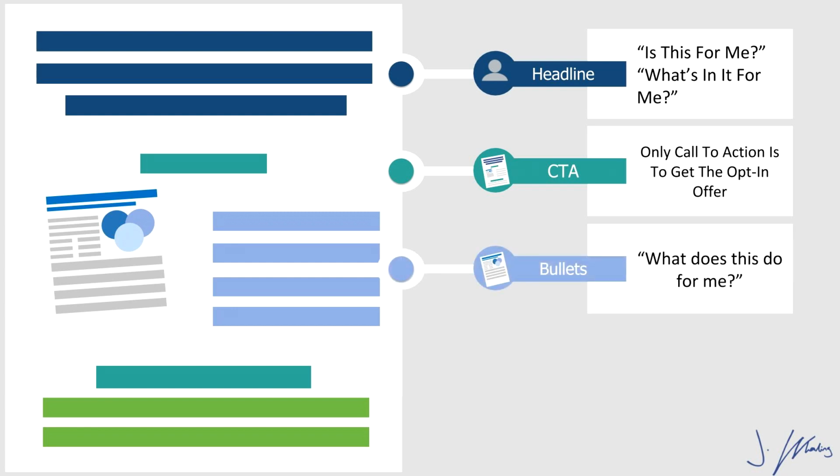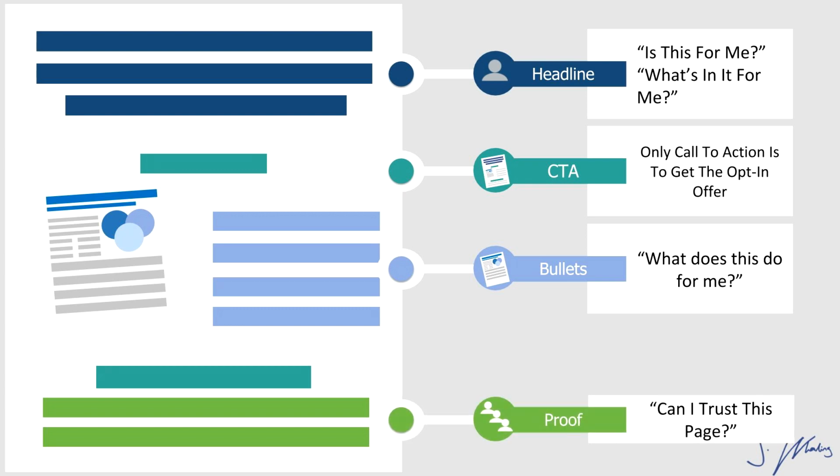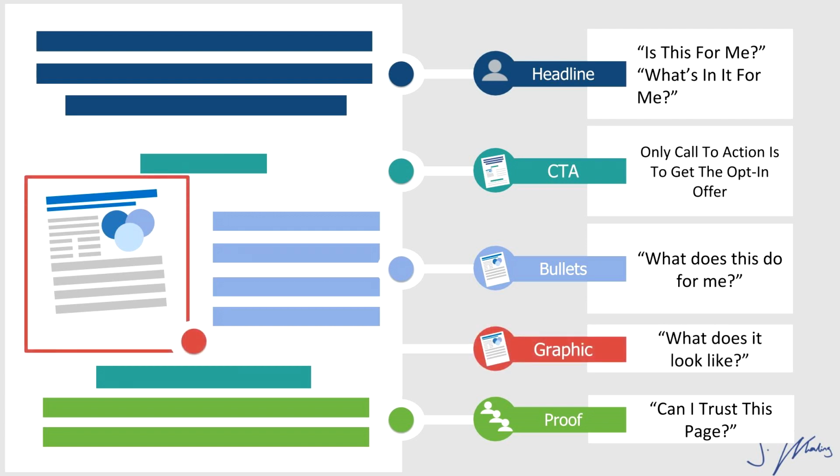We'll have a couple bullet points that answer the question of what does this do for me? Now, all of these are in first person because it's very important that all of your copy is about your ideal customer, not about how great your offer is. It's a subtle distinction, but it is very important. Next, you have the option of having some social proof if you already have some testimonials. If you don't, that's okay. You can just leave it off. And of course, a graphic representation of whatever your lead magnet is.